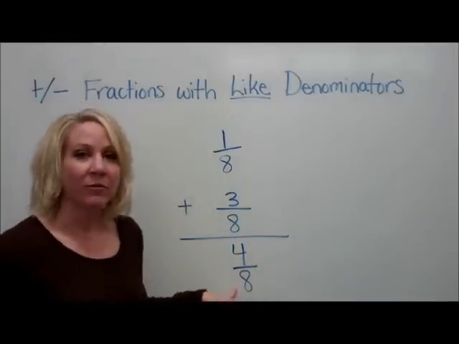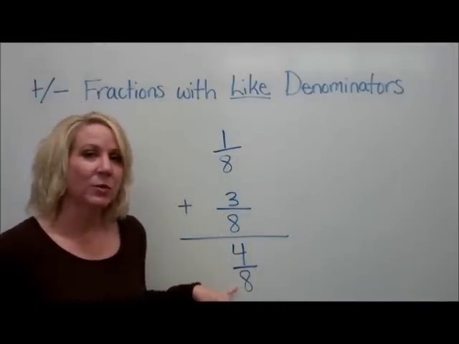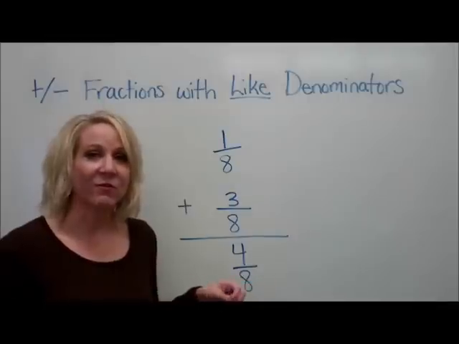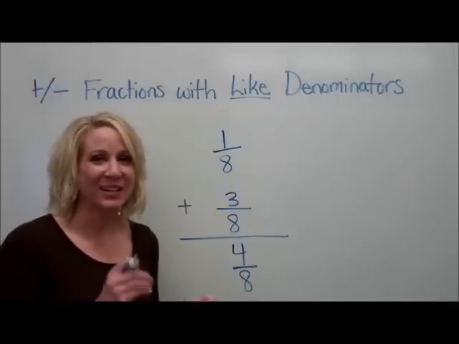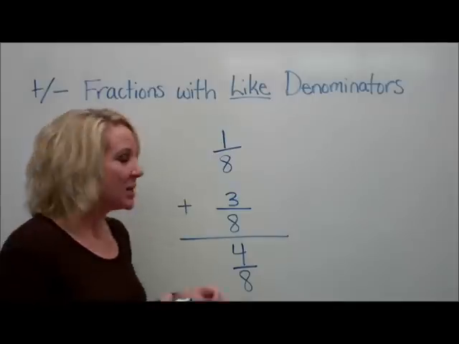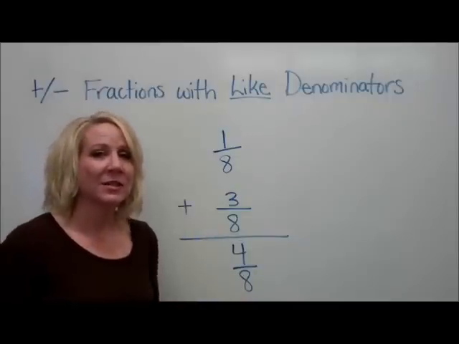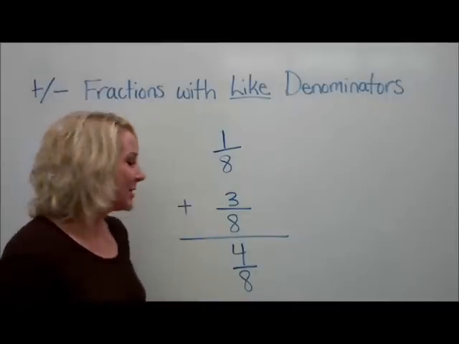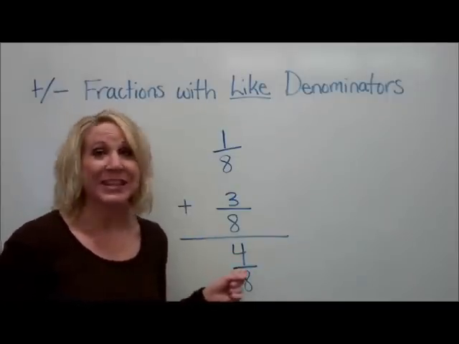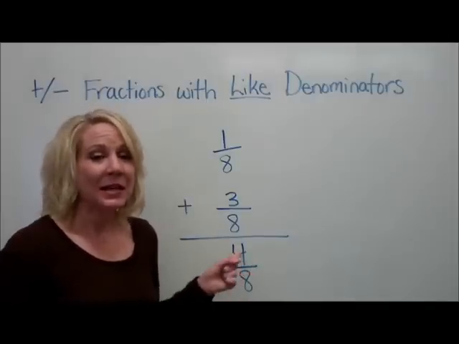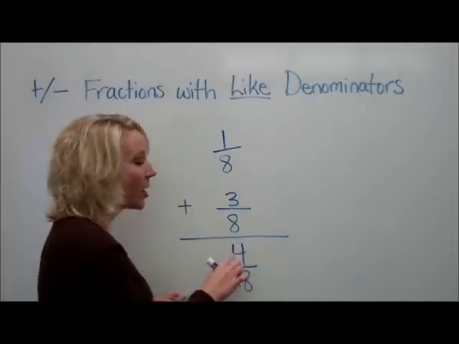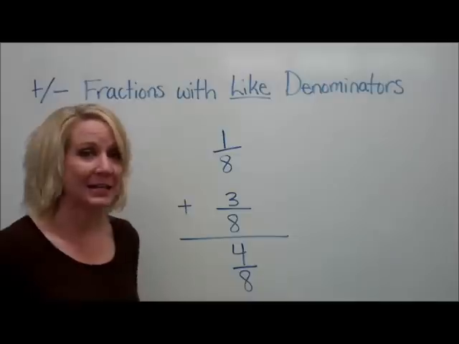To figure out if your answer is reduced, you have to think about factors. Factors are numbers that can divide into other numbers evenly. So what we have to do is look at the numerator and the denominator, and decide if there is a number that can divide into both of these numbers evenly. And there is. The answer is 4. A common factor of 4 and 8 is 4.